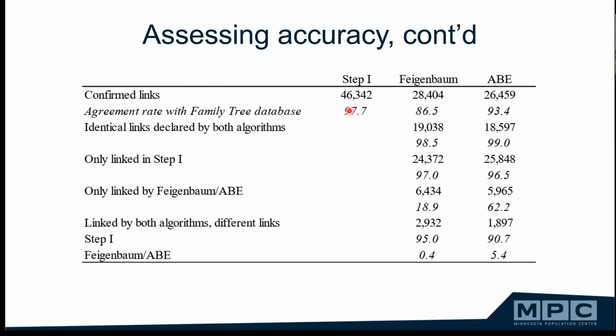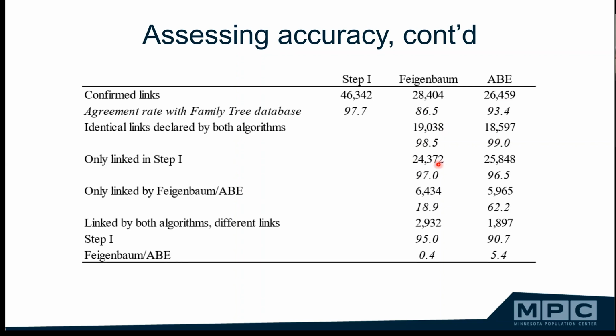And you see in about 98% of the cases, we are correct. It's lowest using the lesser set of individual level characteristics, and the ABE method here is somewhere in between. When both our method and the Feigenbaum method are in agreement about a given link, in almost 99% of cases it is the correct one according to the family tree database. When we and the ABE are in agreement, we are at 99%. So again, if there's overlap, we're right.